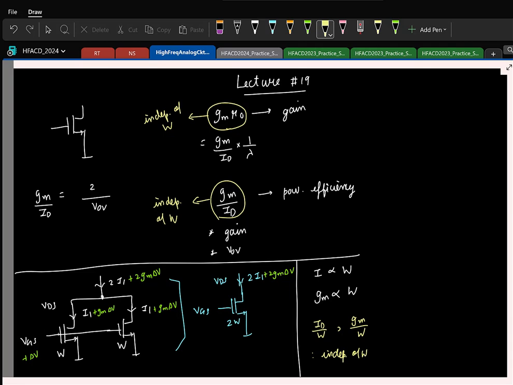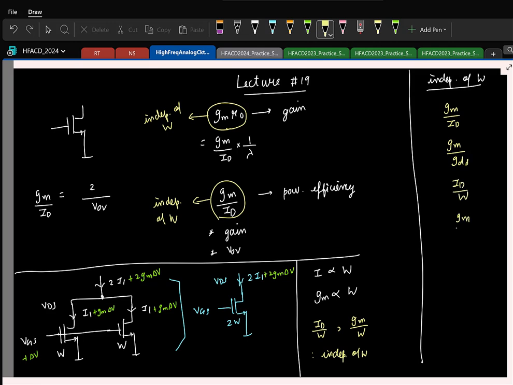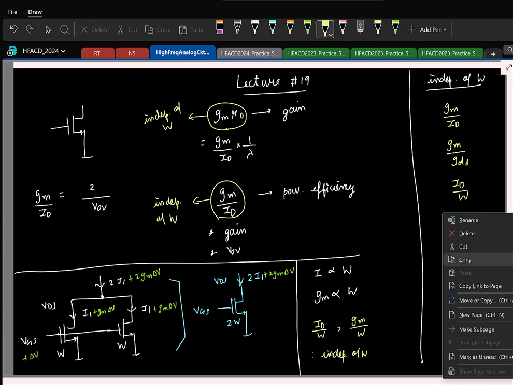So let me actually put a column here and list down the parameters that we know which are independent of width. First thing we know is this guy, gm by ID. Second is the intrinsic gain, which I'll write as gm by gds, the current density, and gm by W. Okay, cool.